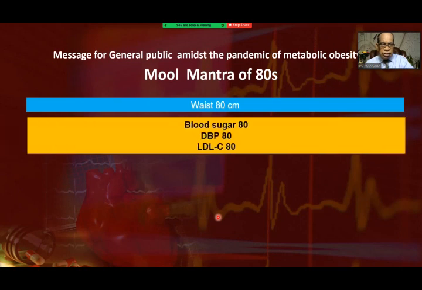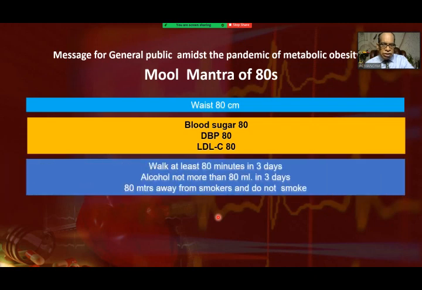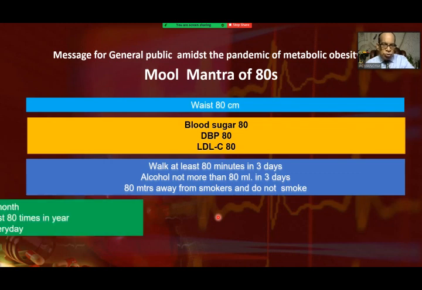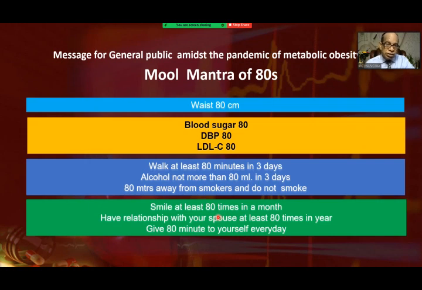Waist 80 centimeters, blood sugar 80, diastolic blood pressure 80, LDL cholesterol 80, walk at least 80 minutes in 3 days, alcohol not more than 80 ml in 3 days, 80 meters away from smokers and do not smoke, smile at least 80 times in a month, have a relationship with your spouse at least 80 times in a year, and give 80 minutes to yourself every day.